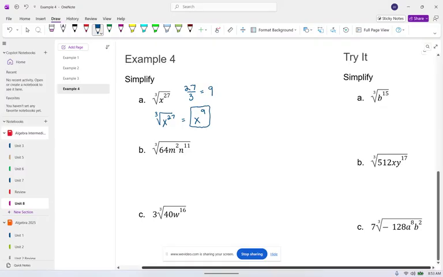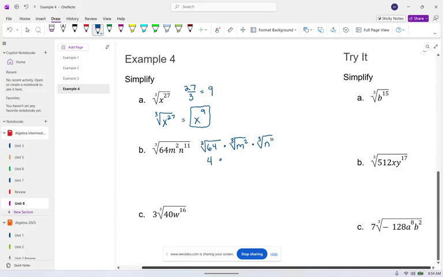Okay, perfect cube. Now we'll look at the cube root of 64m squared n to the 11th. We'll start off with separating it by its parts. So we have the cube root of 64 times the cube root of m squared times the cube root of n to the 11th. So we'll start off with the cube root of 64. 64 is on my list. The cube root of 64 is 4.